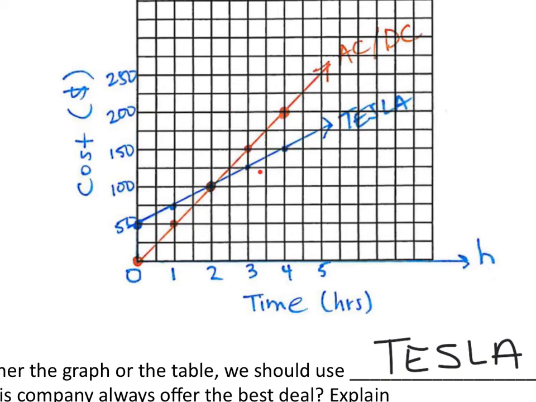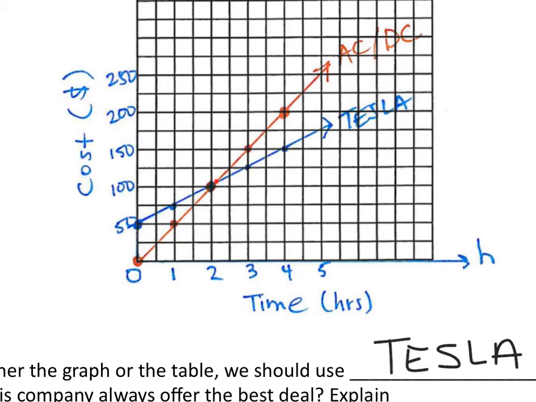They have cheaper prices. And if we were to even just compare the steepness of these lines, the AC/DC line is much steeper or more slanted than the Tesla line, which signifies that it is the more expensive company. So at 3 hours, 4 hours, 5 hours, and so on, Tesla is always going to be cheaper than the AC/DC company. But what if I don't need 3 hours or more than that? What if I need less than 3 hours? So let's see what happens lower than that.